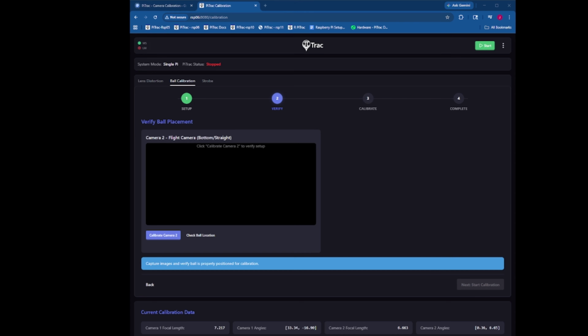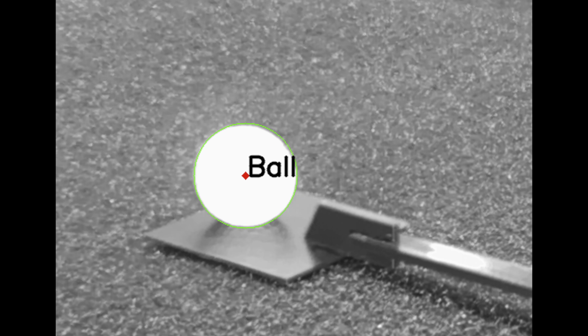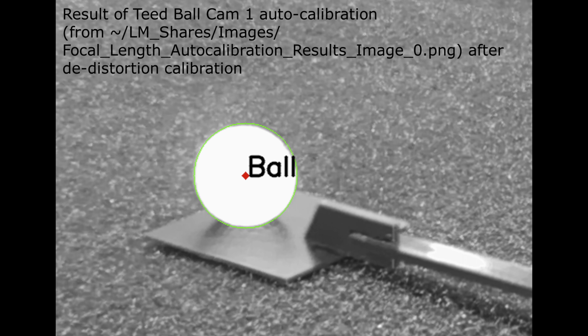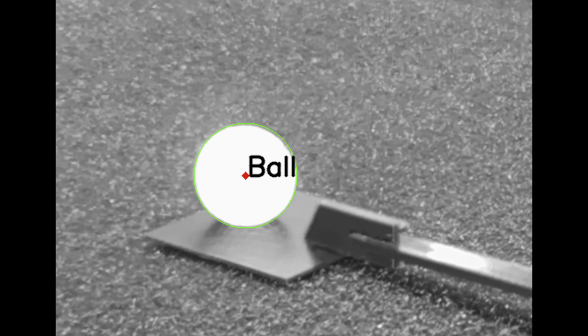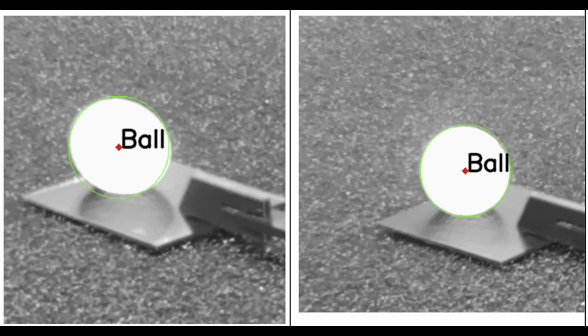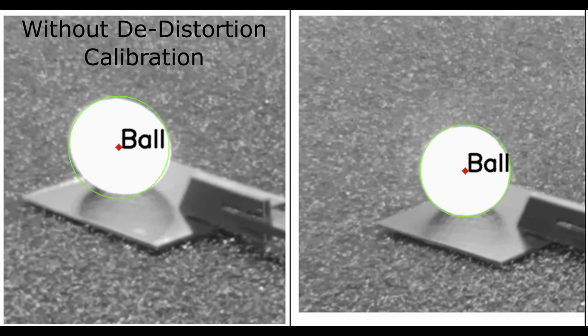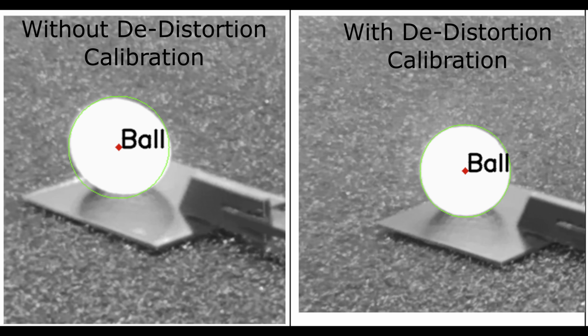As shown here, the resulting ball looks pretty much perfectly circular, and there might be a little lateral error here, but not much. And if you look at a side-by-side comparison of the calibration images, the difference is pretty amazing. So in any case, happy travels with the new PiTrac de-distortion process.